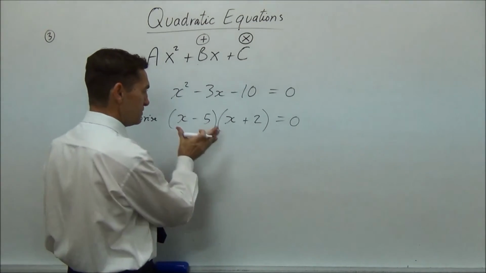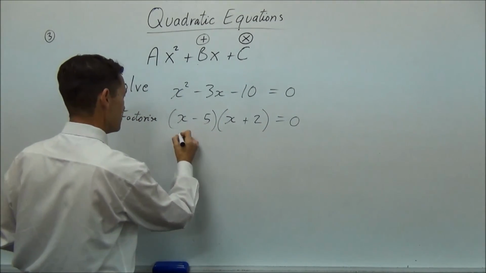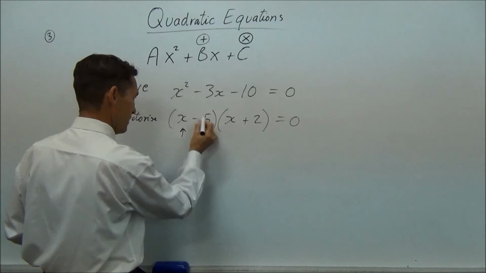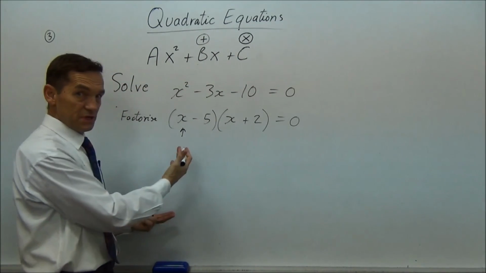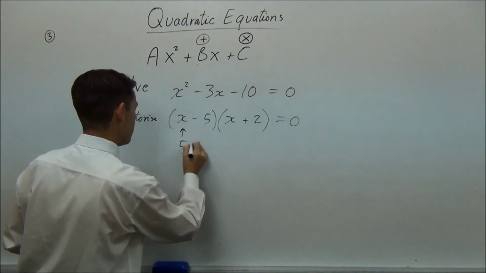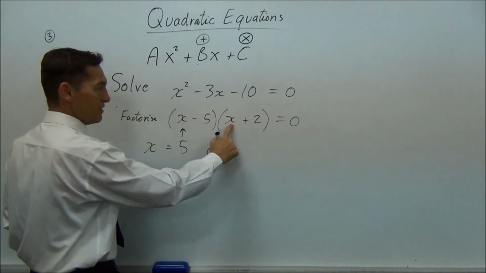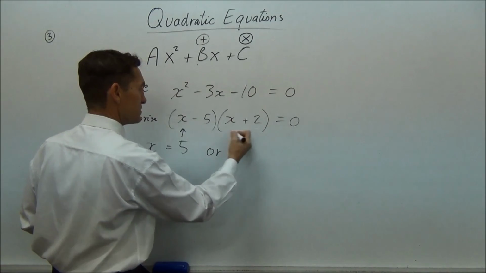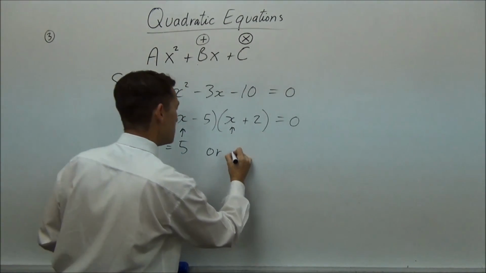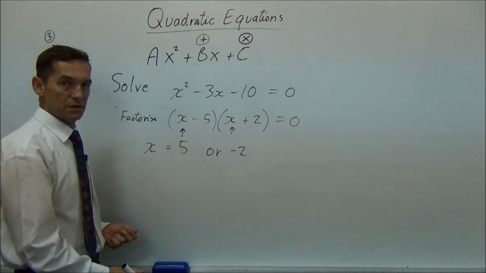Now what do I say? This is 0 or this is 0. Okay, so if that is 0, what's the x? It's going to be 5, isn't it? So x equals 5, or if this is 0, this whole thing is 0, that must be minus 2. And you're done.